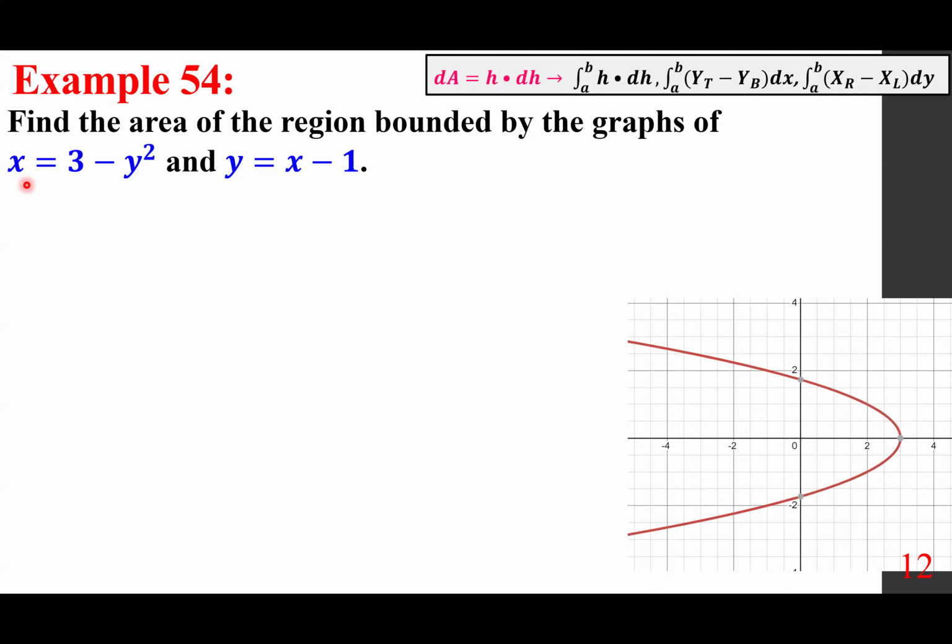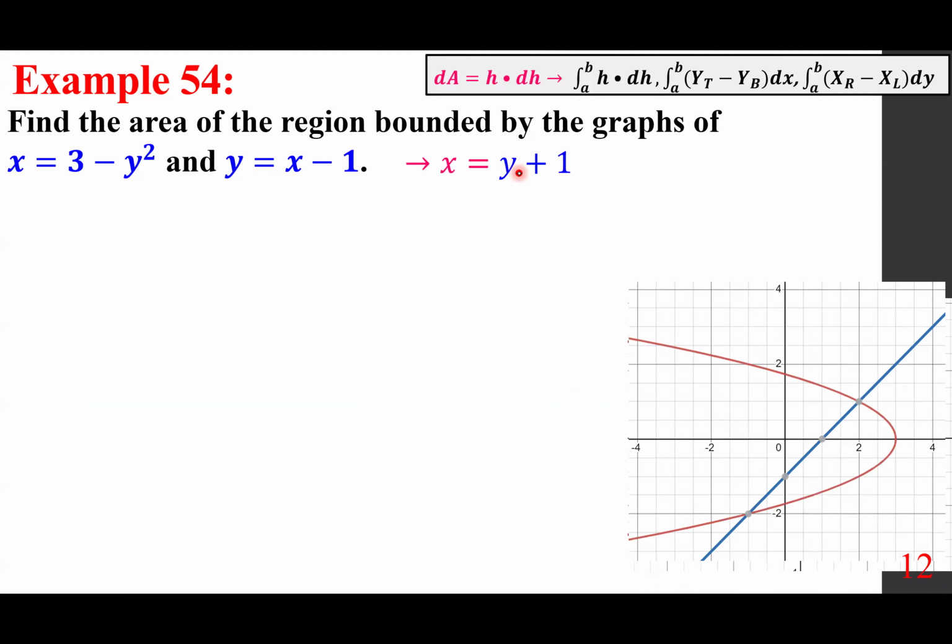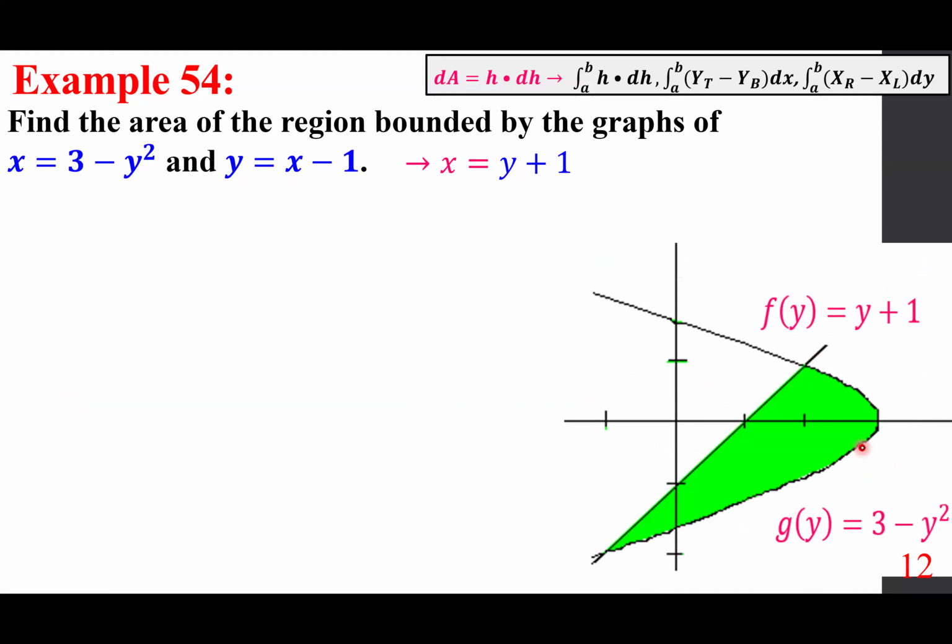Now, notice x is 3 minus y squared. In the line's case, we can solve for x, and it becomes y plus 1, just in case. As far as graphing is concerned, it doesn't matter. You come up with a couple of pairs: x is 0, find y; y is 0, find x. And you have the line, and it basically is the region in between. So this is the shaded region.